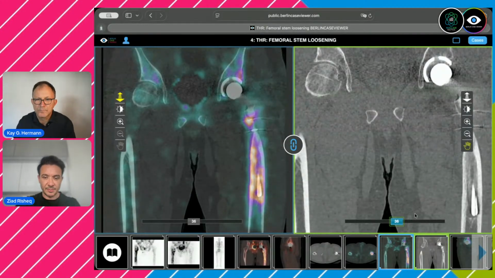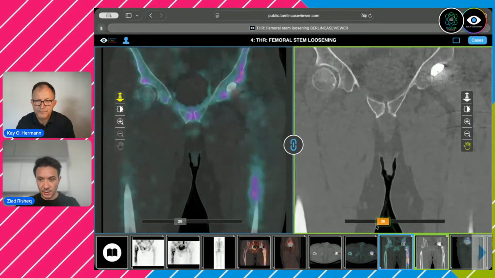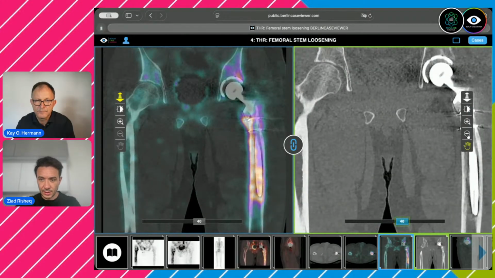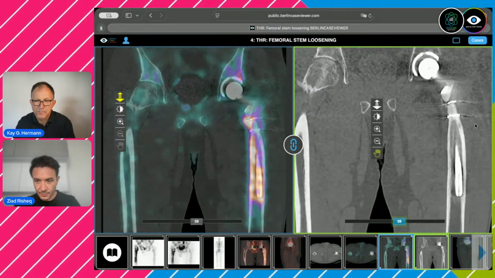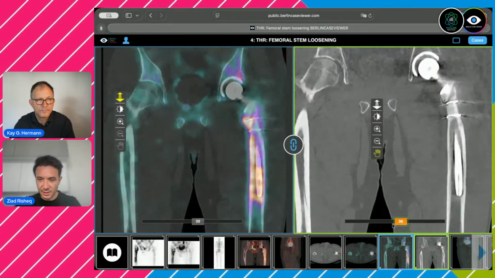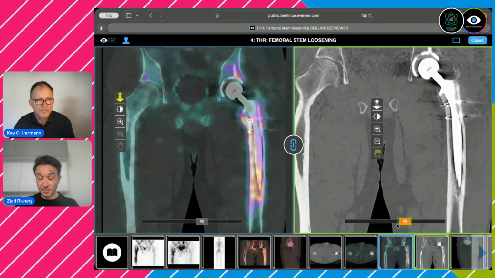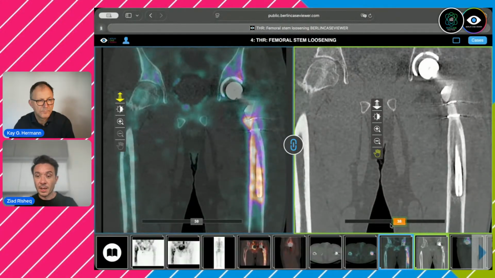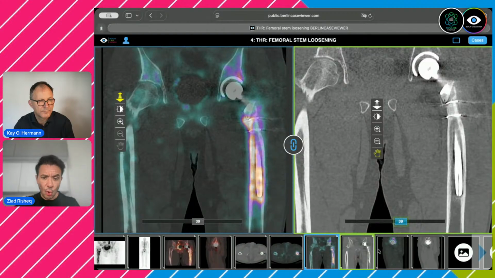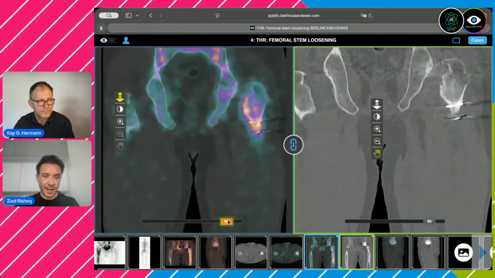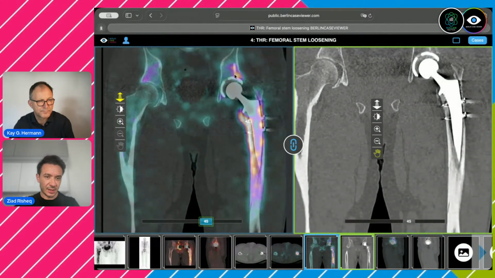You have intense uptake corresponding to a diffuse radiolucent line. Let me just remove this. You can see this cystic sclerotic line over here, and this is the bone prosthesis interface. This is the uncemented prosthesis, and it is showing intense tracer uptake, and it is corresponding to a large radiolucent line around all the femoral stem. And when we look at the acetabulum, it is not showing this significant uptake.